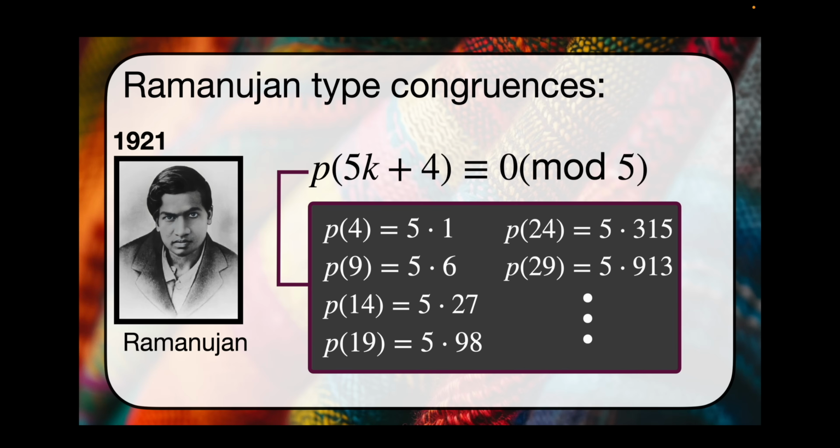So the number of partitions of 4 is 5. That's 5 times 1. The number of partitions of 9 is 30. That's 5 times 6. All the way up to what we've got here is the biggest, the number of partitions of 29 is 5 times 913.